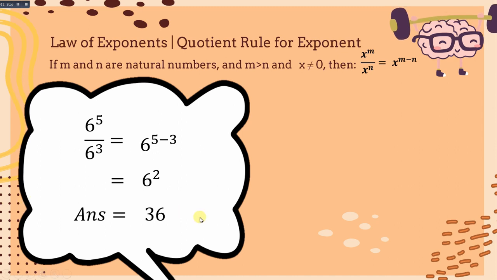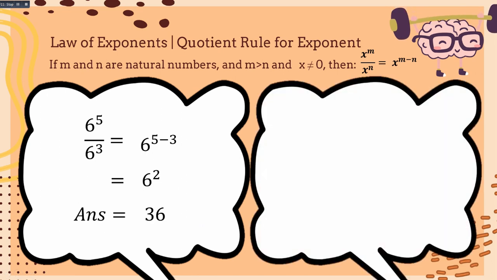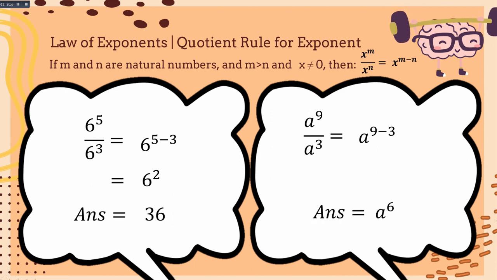Another one would be a raised to 9 over a raised to 3, or a cubed. So remember, if you have the same base, just keep the base and subtract the exponent. So we have 9 minus 3. So the answer would be a raised to 6.